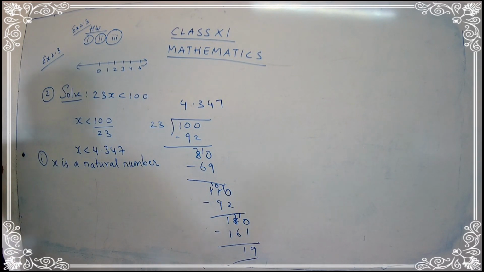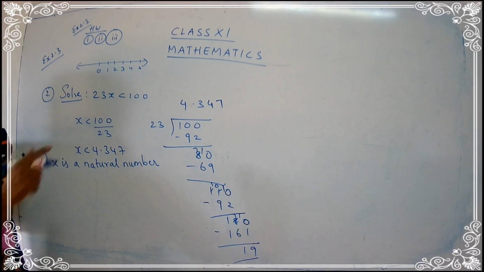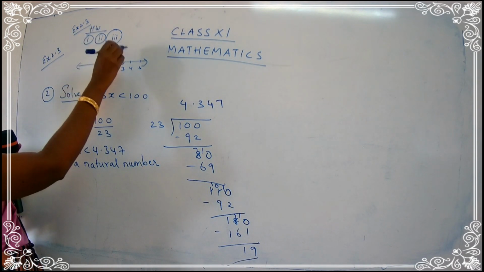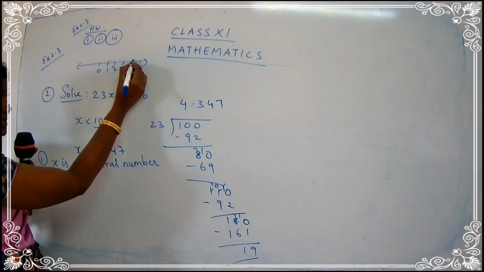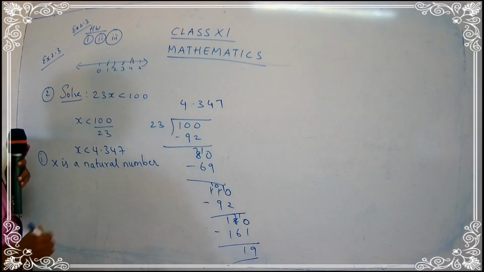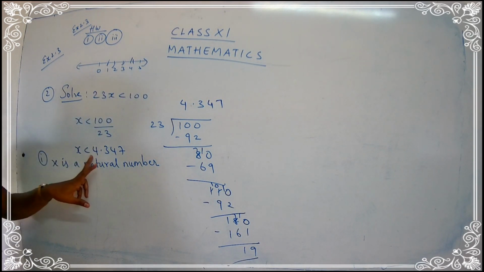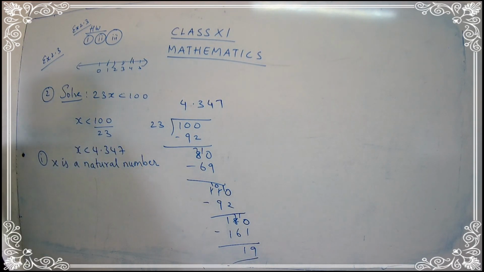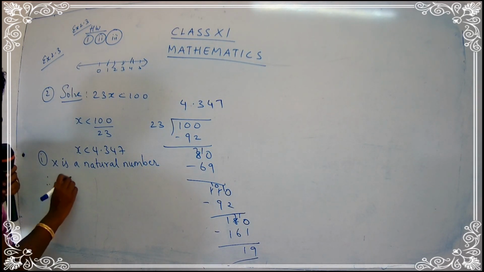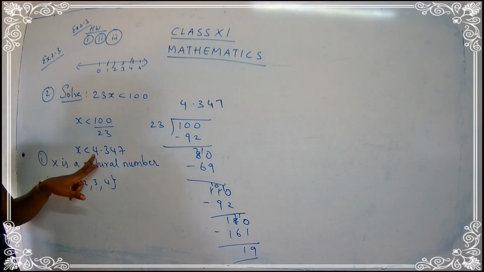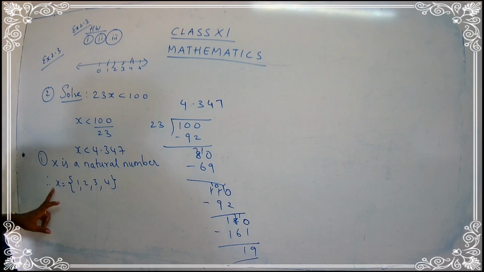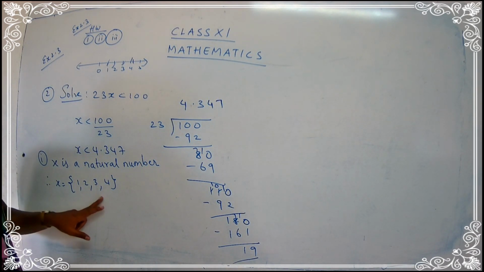I know that x is going to take values from 1. So it takes the value 1, 2, 3. What about 4? Yes, it takes 4, because 4.3 is somewhat crossing 4. But we cannot take 5 because the number is not reaching 5; it is near 4, at 4.3. So write down the value: x is equal to 1, 2, 3, 4, because x is less than 4.347.